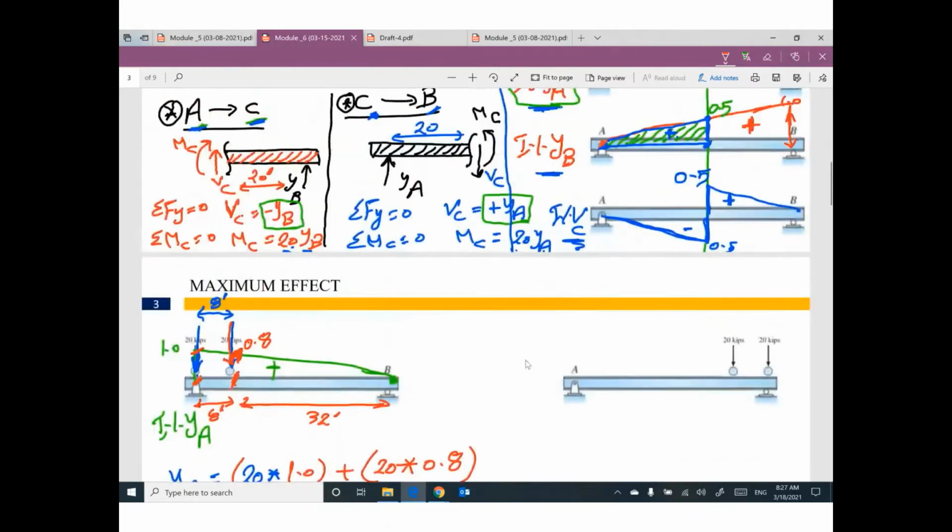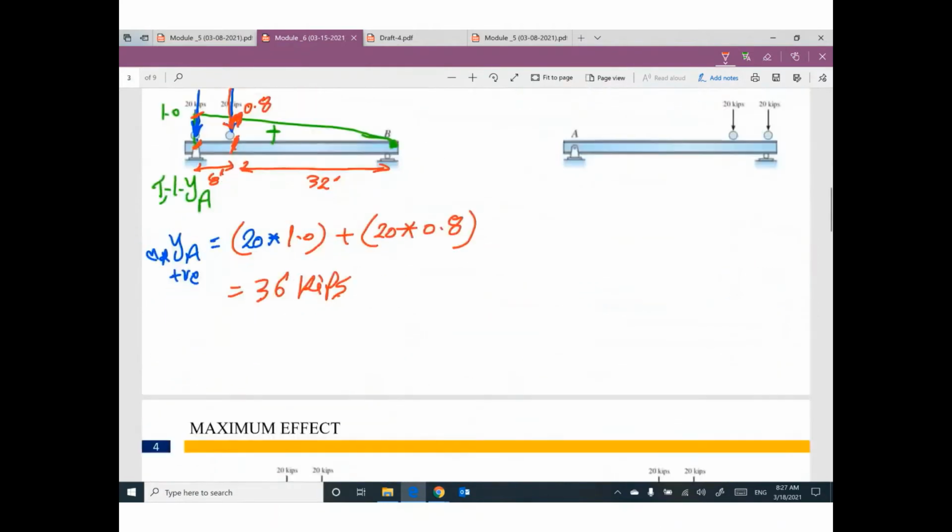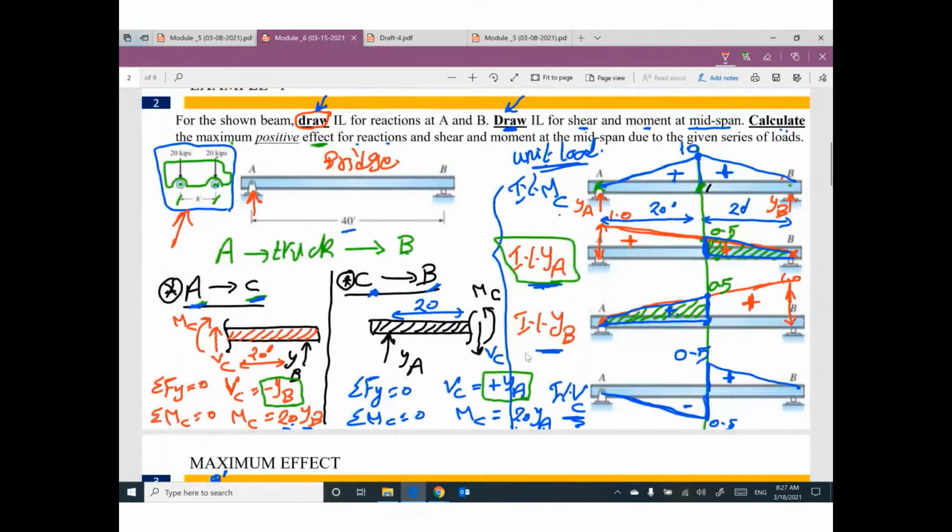So guys, believe me, if you have this truck moving on this bridge for any position, the worst case to give you a maximum reaction at YA will be 36. This is the worst case. This reaction is the maximum, 36 or less. We can expect less, but we cannot expect more than 36 as a reaction at YA.